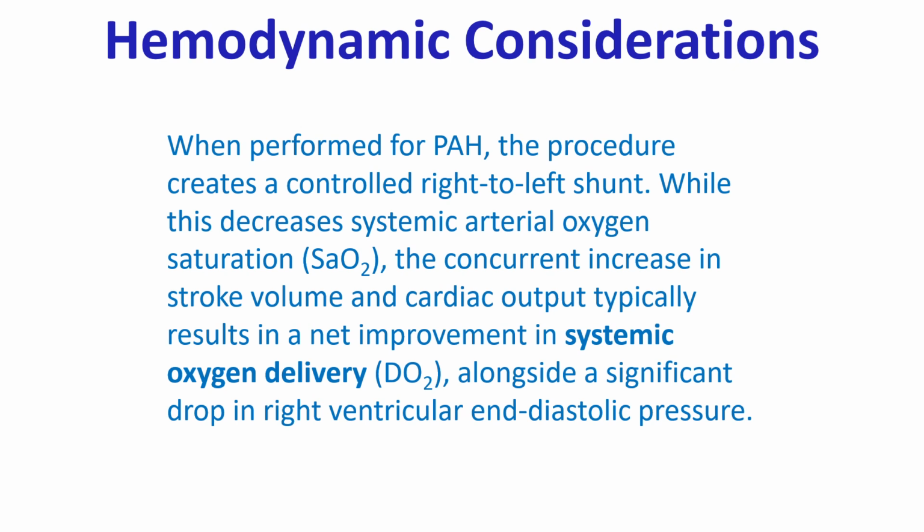When performed for PAH, the procedure creates a controlled right-to-left shunt. While this decreases systemic arterial oxygen saturation, the concurrent increase in stroke volume and cardiac output typically results in a net improvement in systemic oxygen delivery, alongside a significant drop in right ventricular end-diastolic pressure.